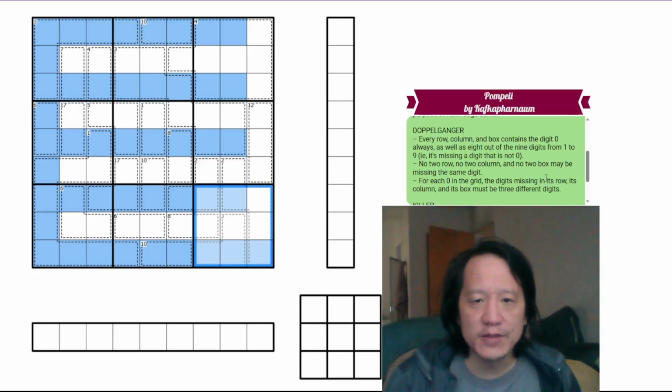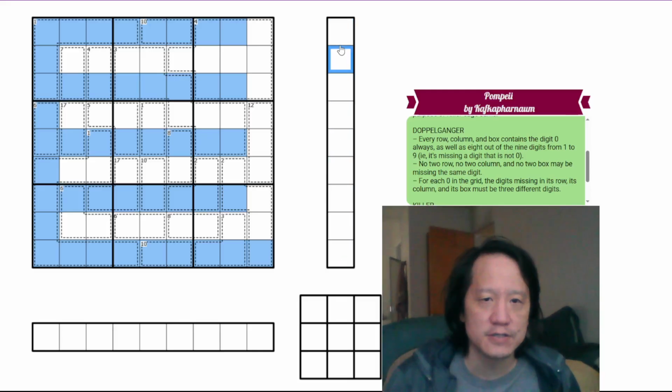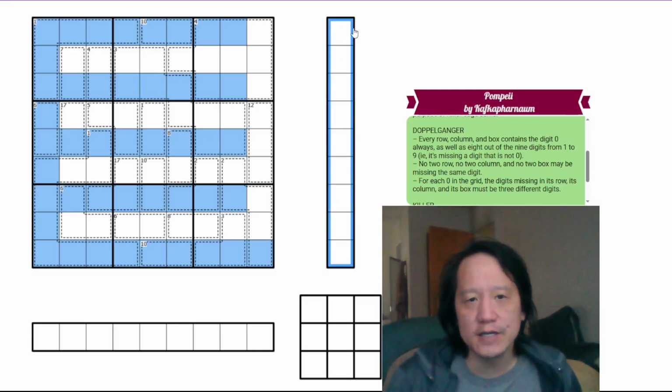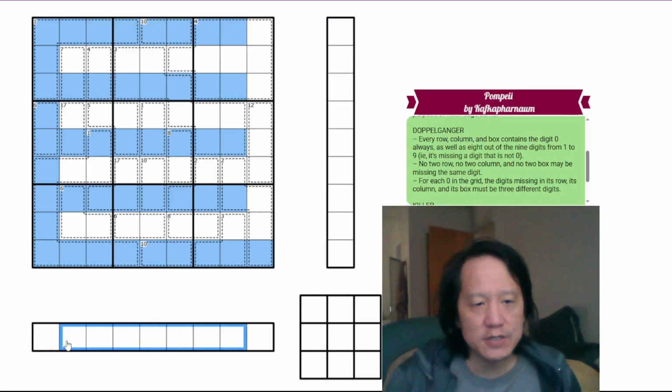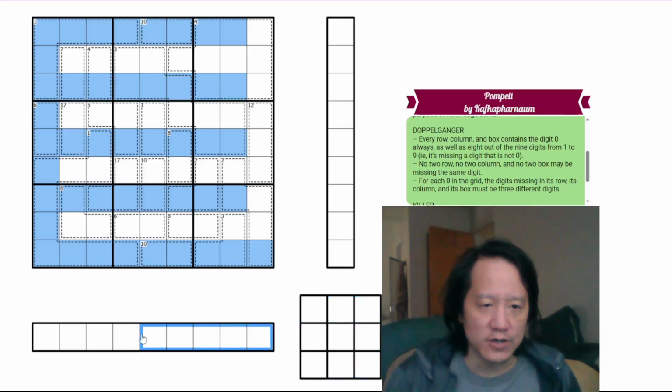And then no 2 rows, no 2 columns, and no 2 boxes may be missing the same digit, which is why we have these things here, right? So this indicates what digit is missing in each row. These indicate what's missing in each column, and these indicate which digit is missing in each box. So there are no repeats in these sets here, right?